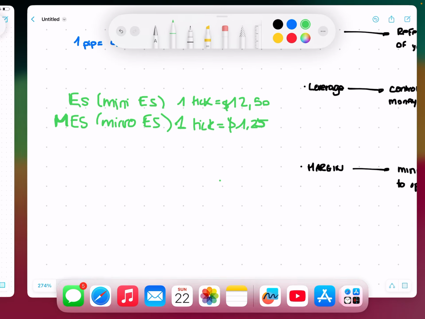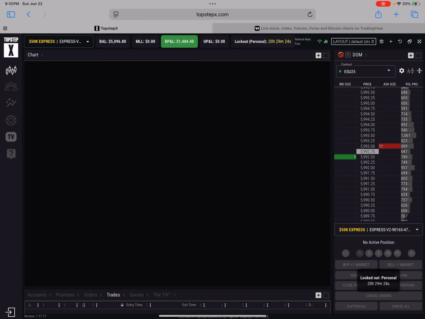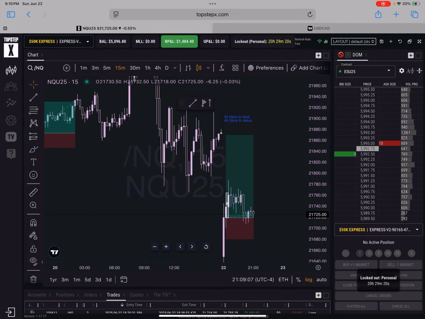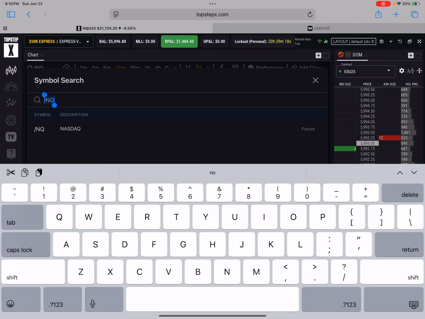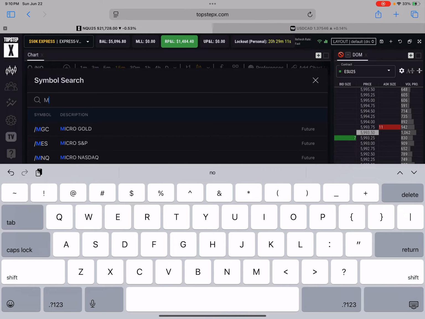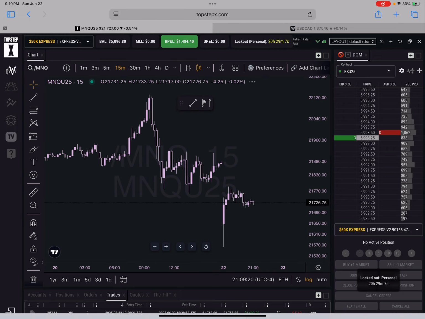Let me just give you guys an example, just so it can be a little more clear here. If I go to Top Step, and let's take NASDAQ. As you can see, I'm trading the regular NASDAQ future market, right? Now, I could also go to ES, I could go to MNQ, which is micro NASDAQ.